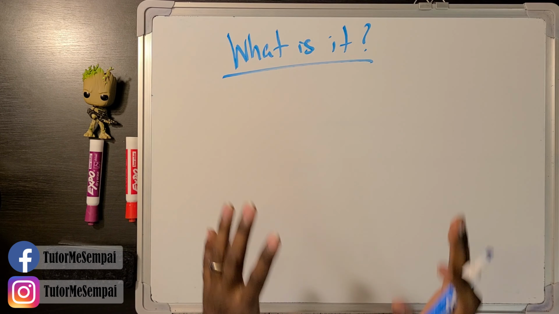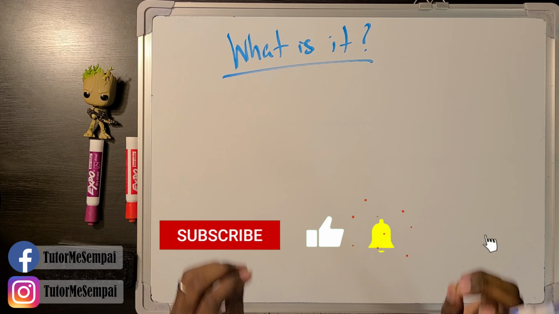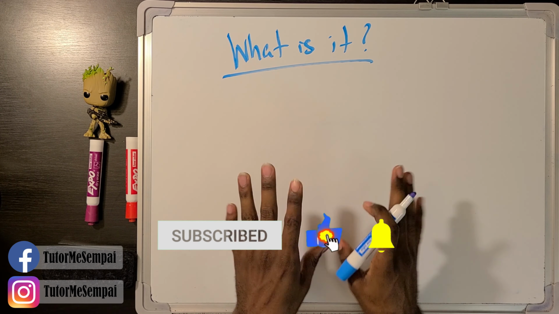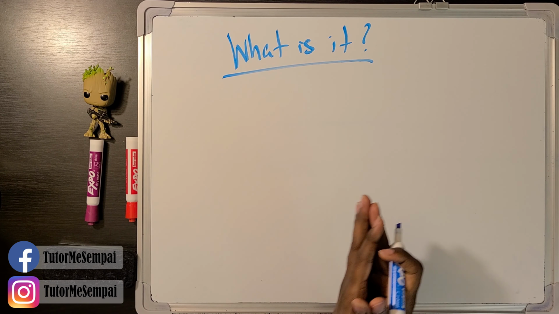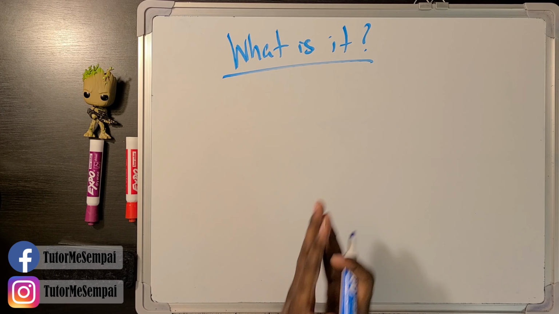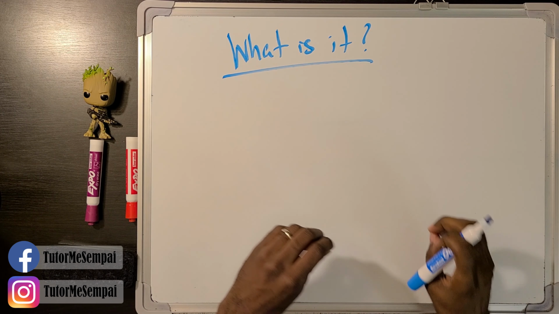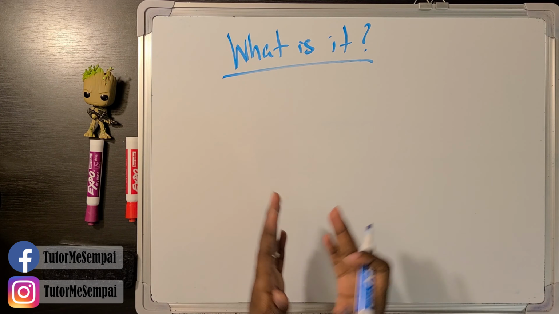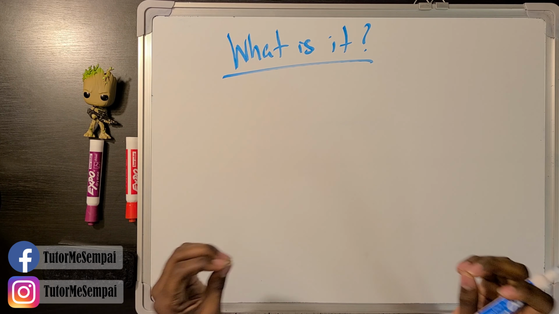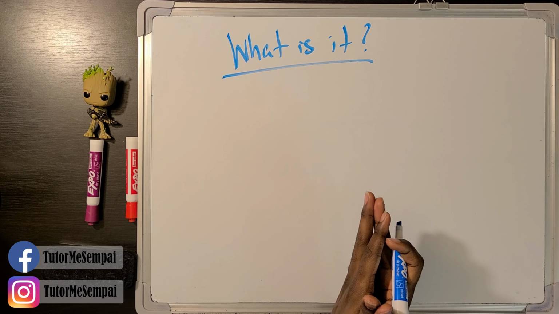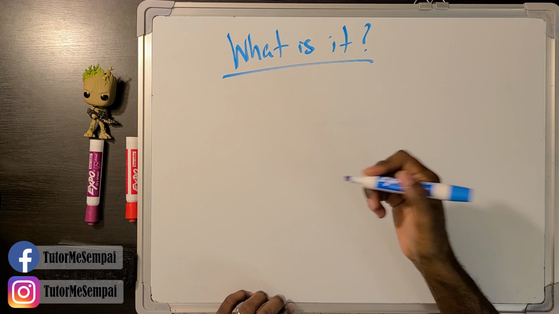Now, geometric translations are transformations on your graph that cause every point on that graph to move the same exact way. Once again, geometric translations are transformations on your graph that cause every point on that graph to move the same exact way. What does that mean? Let's say we have a graph like this.